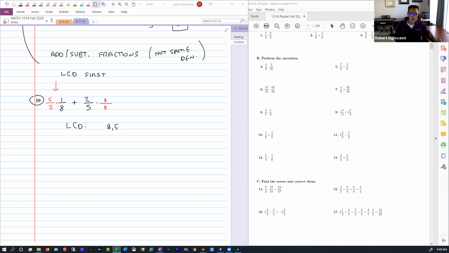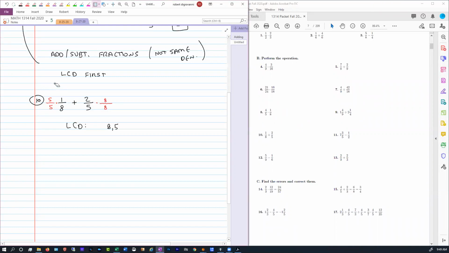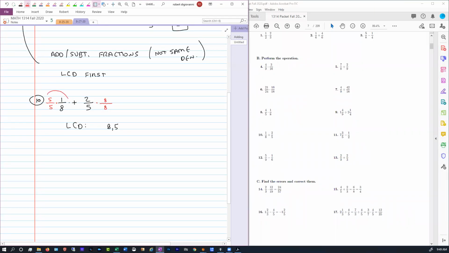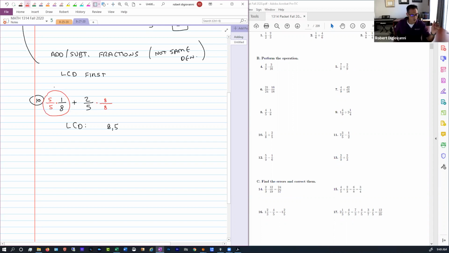Are you following this, Denise? Yes. Okay. So Denise, what would be the next step? We found the LCD. We decided what we're going to multiply each fraction by. So what's the next step? Multiply. Mm-hmm. 5 and 1. Yeah, so you're going to do this first fraction. You're just going to multiply straight across. What would that give you? I'm going to go ahead and write that down over here. What would you get?